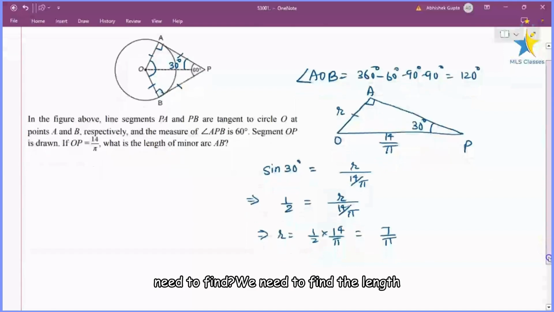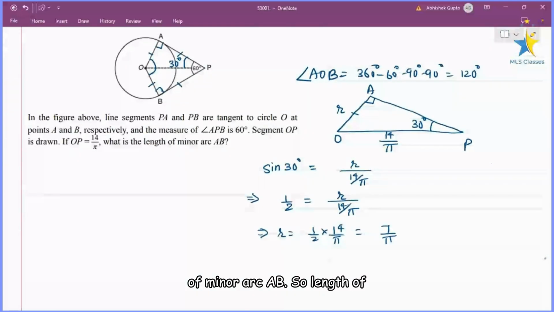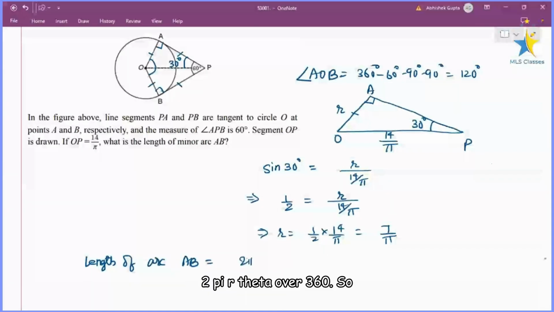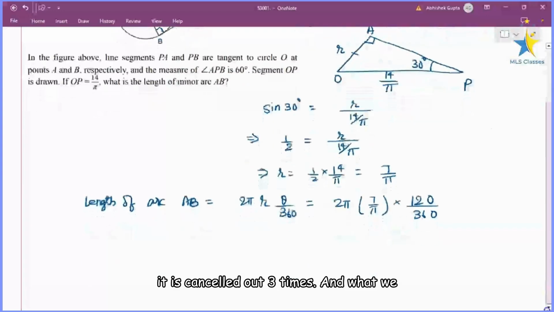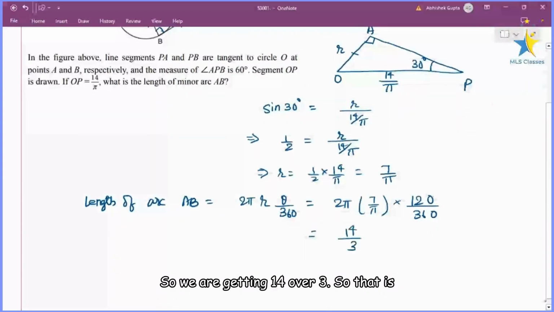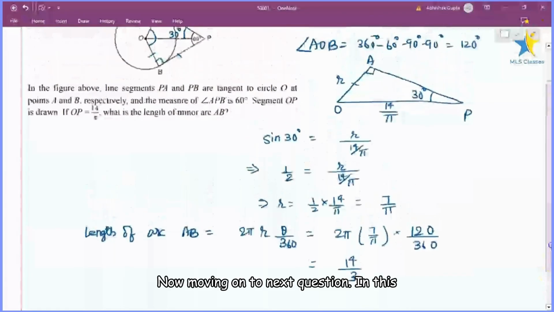Now what we need to find? We need to find the length of minor arc AB. So length of arc AB will be equal to 2 pi R theta over 360. So that is equal to 2 pi R, we are having 7 over pi, theta we are having 120 divided by 360. So from here you can see it is cancelled out 3 times, and pi is also cancelled out, so we are getting 14 over 3. So that is the length of minor arc AB. Now moving on to next question.